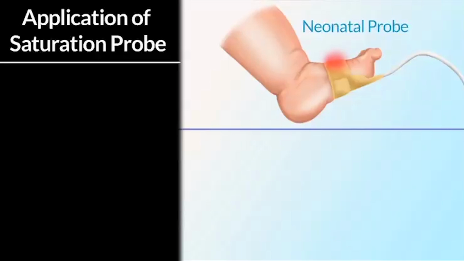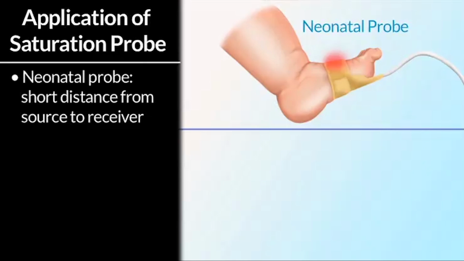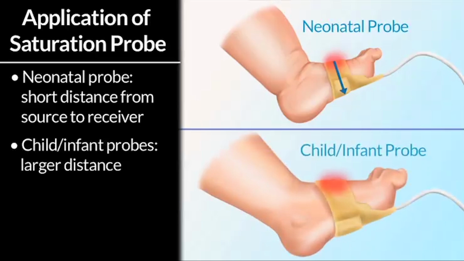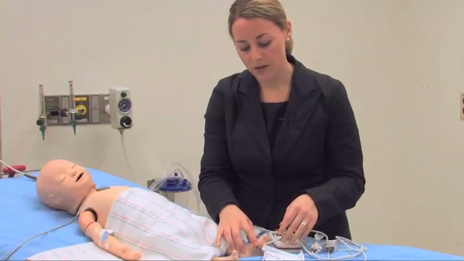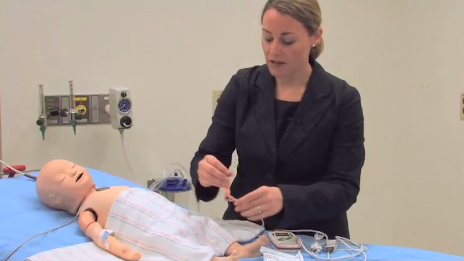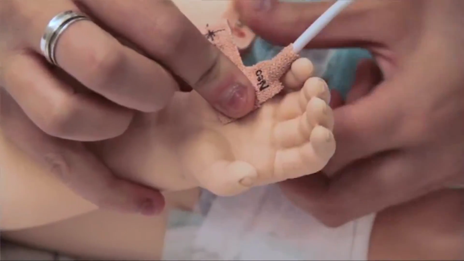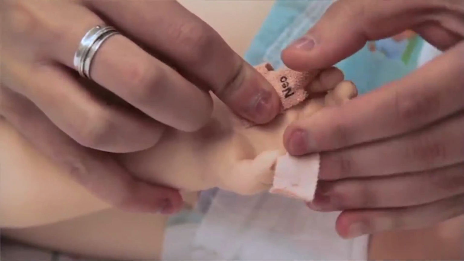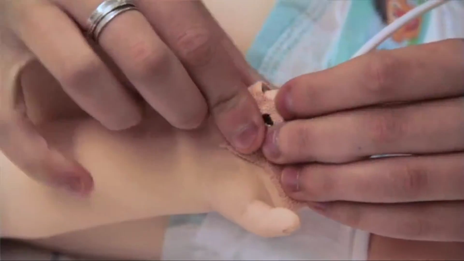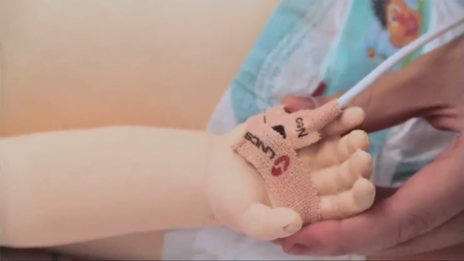This probe here, as I showed you before, is a neonatal probe, and so the distance between the light source and the receiver is quite small. Some of the child and infant probes that allow you to place them on the foot will have a wider distance so that you can use them for larger patients. So you can see that I can apply this to the patient's foot. Can also apply to the patient's hand in a similar fashion. When you apply it here, again, you want to make sure that the light source and the receiver are opposite of each other, and then you'll be able to get an accurate reading.